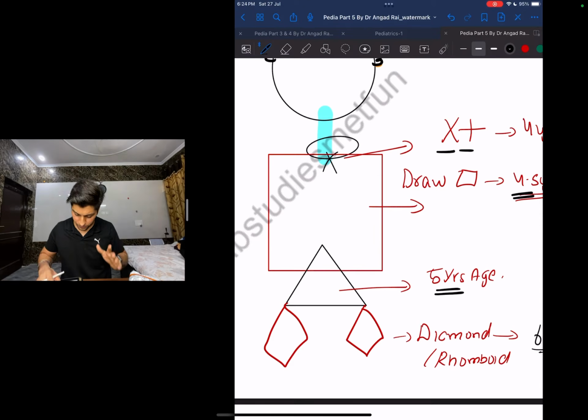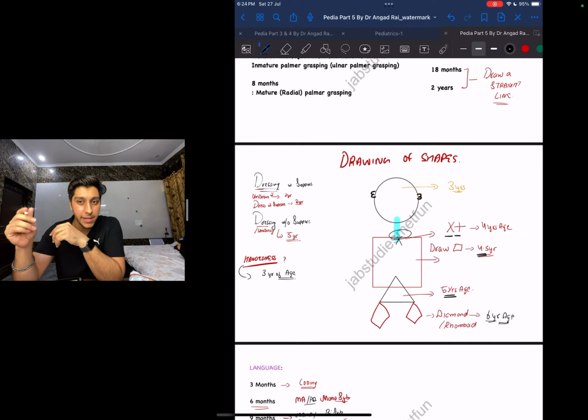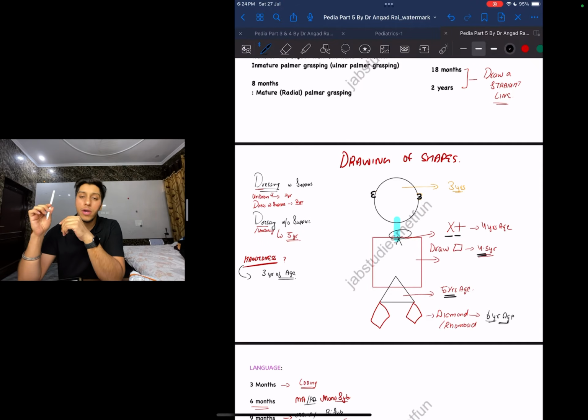All right. Now, one thing which you need to know, another feature is handedness. For example, I am right-handed. So a patient develops right-handedness or left-handedness by 3 years of age.